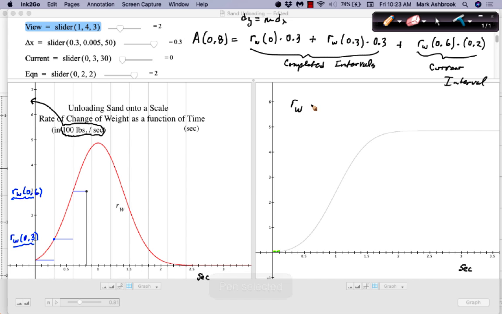R sub w of x sub i, the left side of the ith interval, always times 0.03. Then this symbol, Greek sigma for sum, just means sum up a bunch of them. Each one looks like that: some rate from the exact rate function times delta x, and we just keep doing that over and over again. So we let i go from the first interval to the number of completed intervals, how many total completed intervals there are.